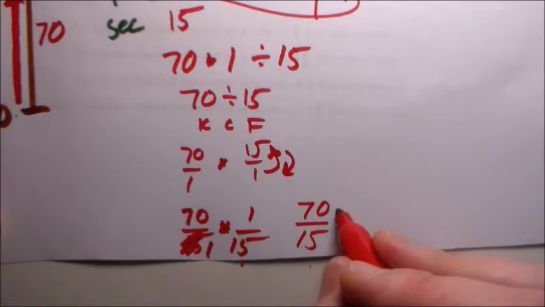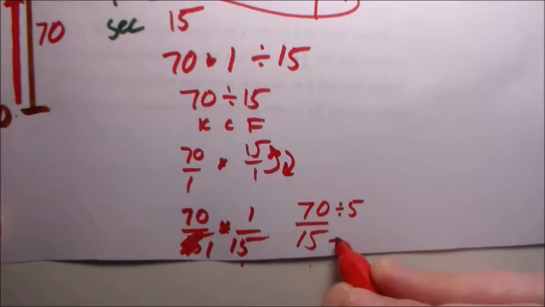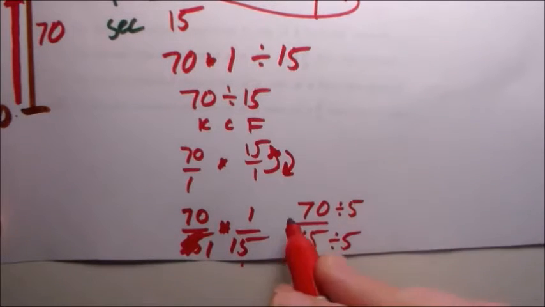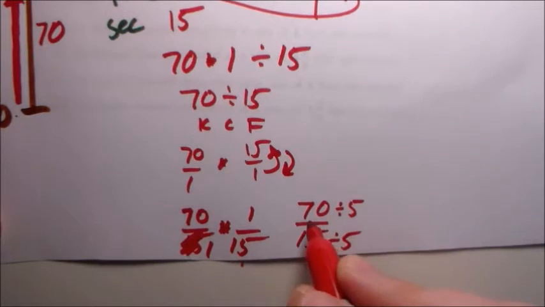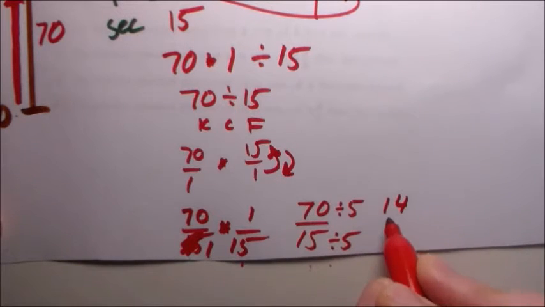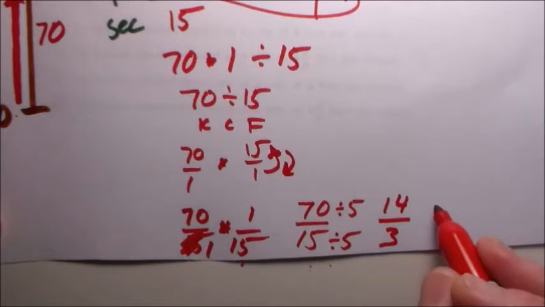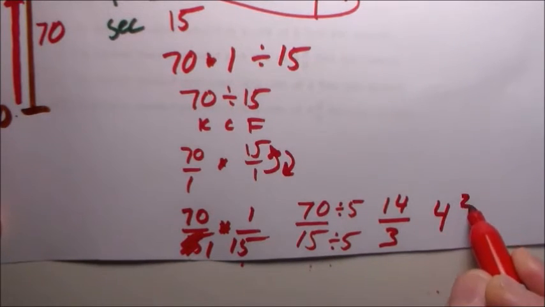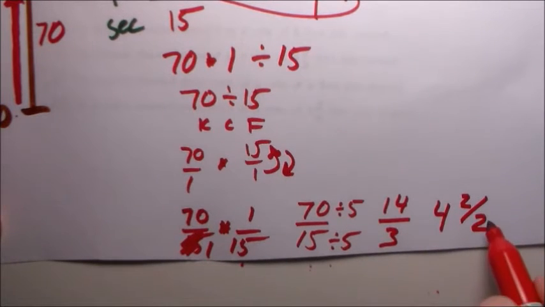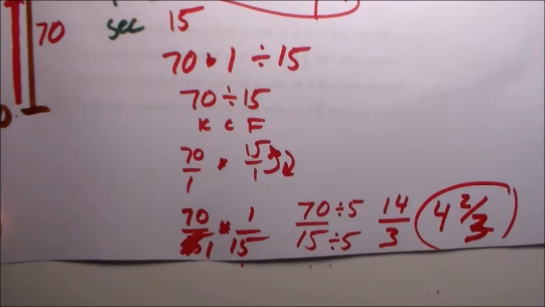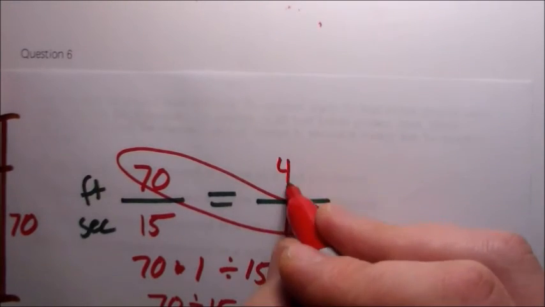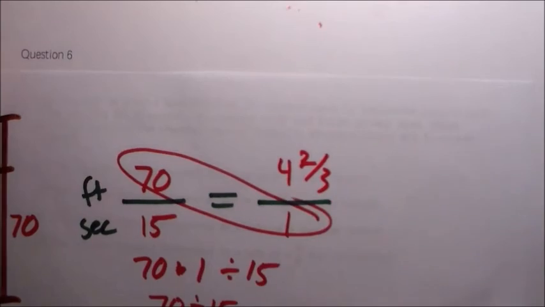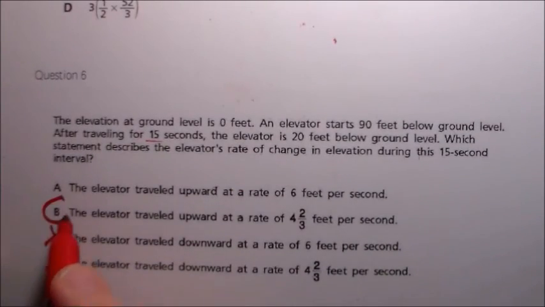Both of these are divisible by 5. We divide them by 5, and we get 14 over 3. And 3 goes into 14 how many times? 4 times. 3 times 4 is 12, so 2 would be left. 4 2/3. Yep, 4 2/3. There we go.